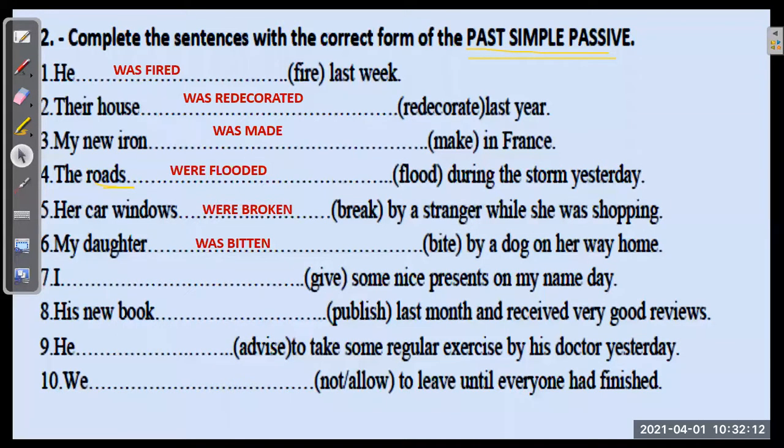I was given some nice presents on my name day. Okay. His new book was published last month and received very good reviews. Okay. Number 9, go. He was advised to take some regular exercise by the doctor. The last one, yes. He was advised to take some regular exercise.